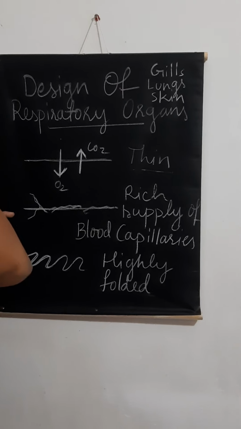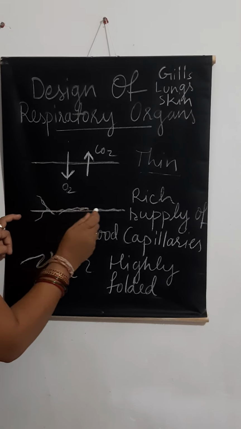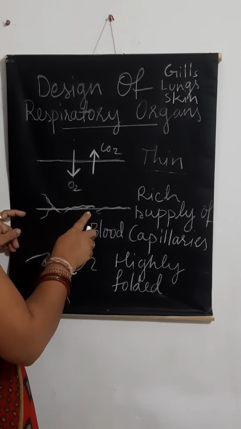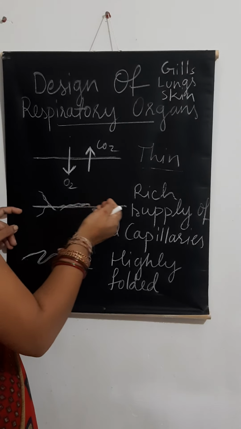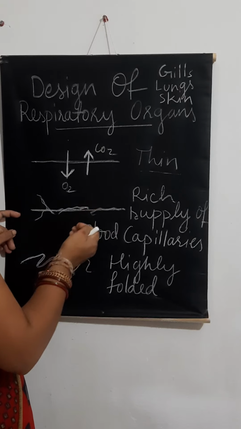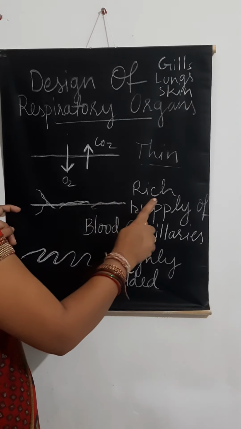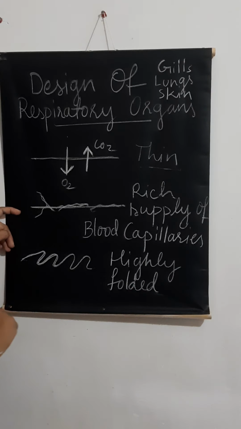Second design is that they all will be richly supplied with blood capillaries. Presence of blood is very essential. Then only that exchange of gases can occur very efficiently. So whether it is gills or lungs or skin, they will have rich supply of fine blood capillaries.